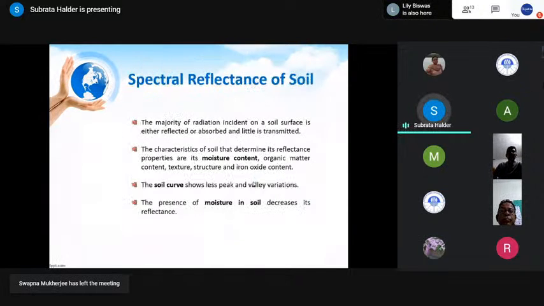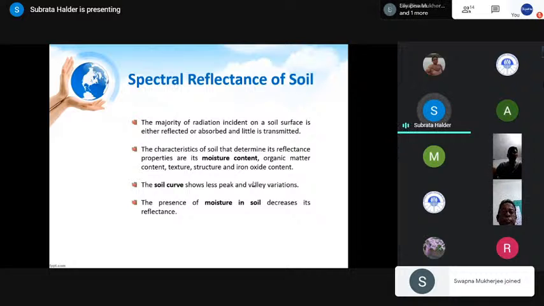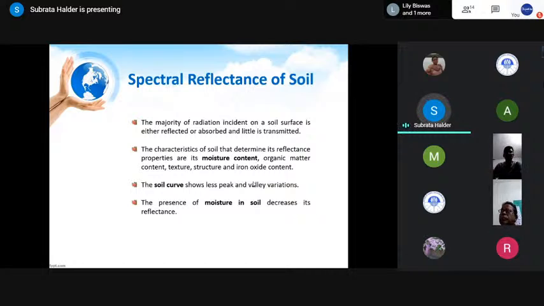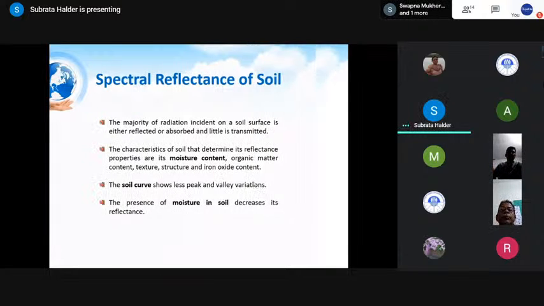Spectral reflectance of soil. The majority of radiation incident on a soil surface is either reflected or absorbed, and little is transmitted. The characteristics of soil that determine its reflectance properties are its soil moisture content, organic matter content, texture, structure, and iron oxide content. The soil curve shows less peak and valley variations. The presence of moisture in soil decreases its reflectance.